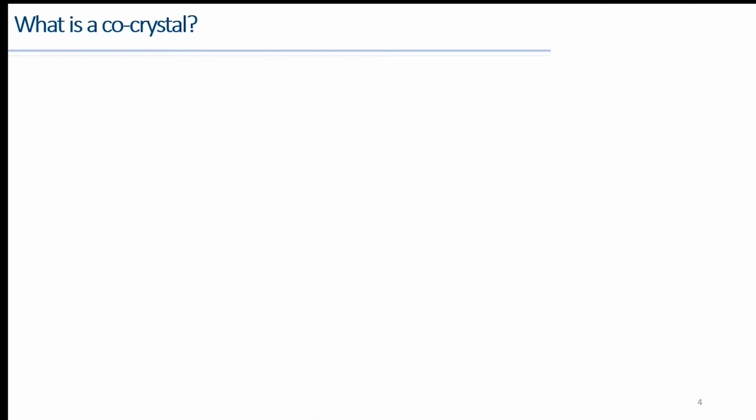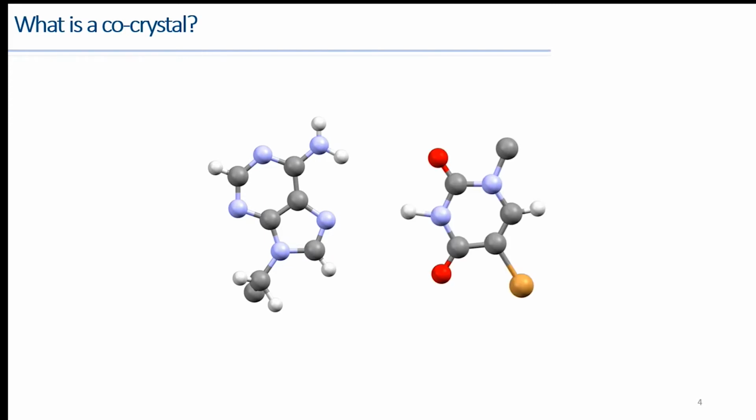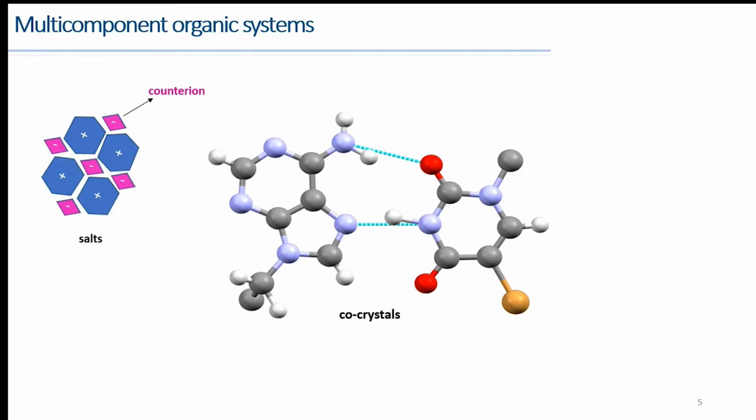So to begin with, what is a co-crystal? A co-crystal can be formed when we combine one molecule with a second molecule, which are connected with several types of interactions, such as hydrogen bonding, halogen bonding, or pi-pi stacking. When these two molecules are combined together, they tend to form stable structures, and they are usually used to modify the physicochemical properties of one molecule.